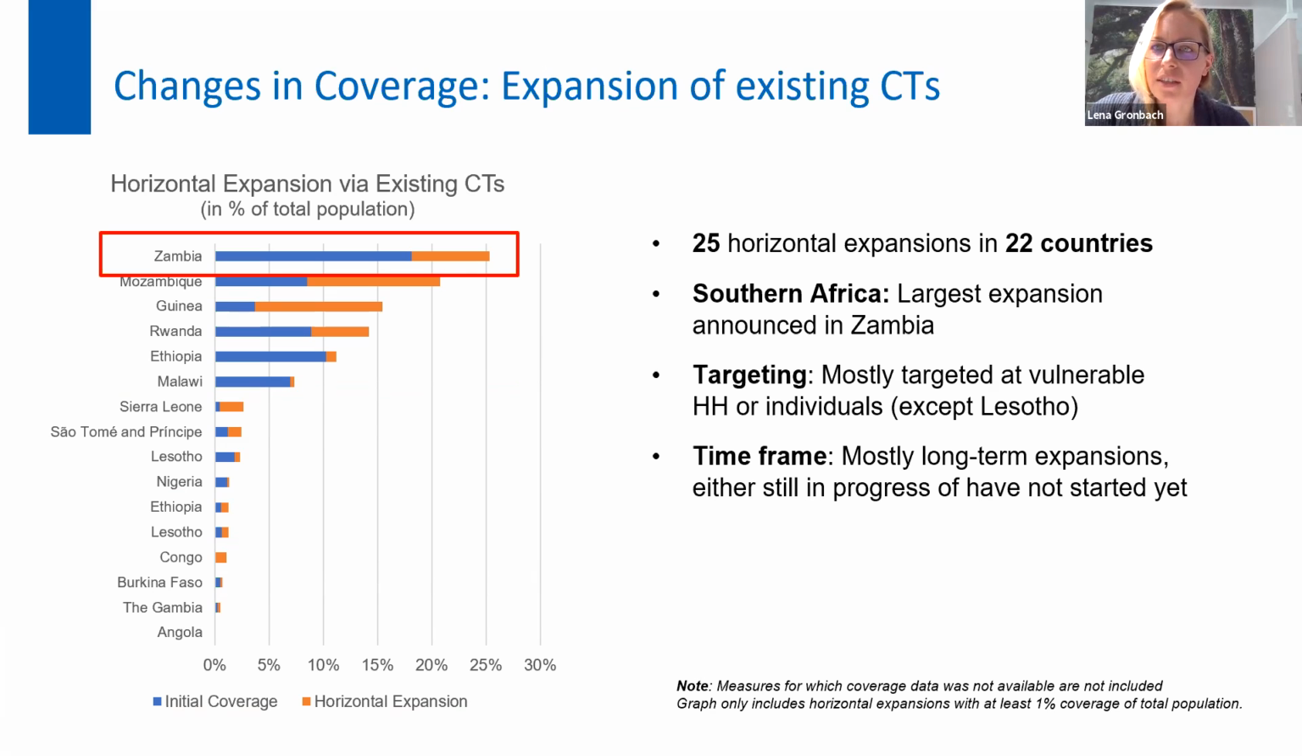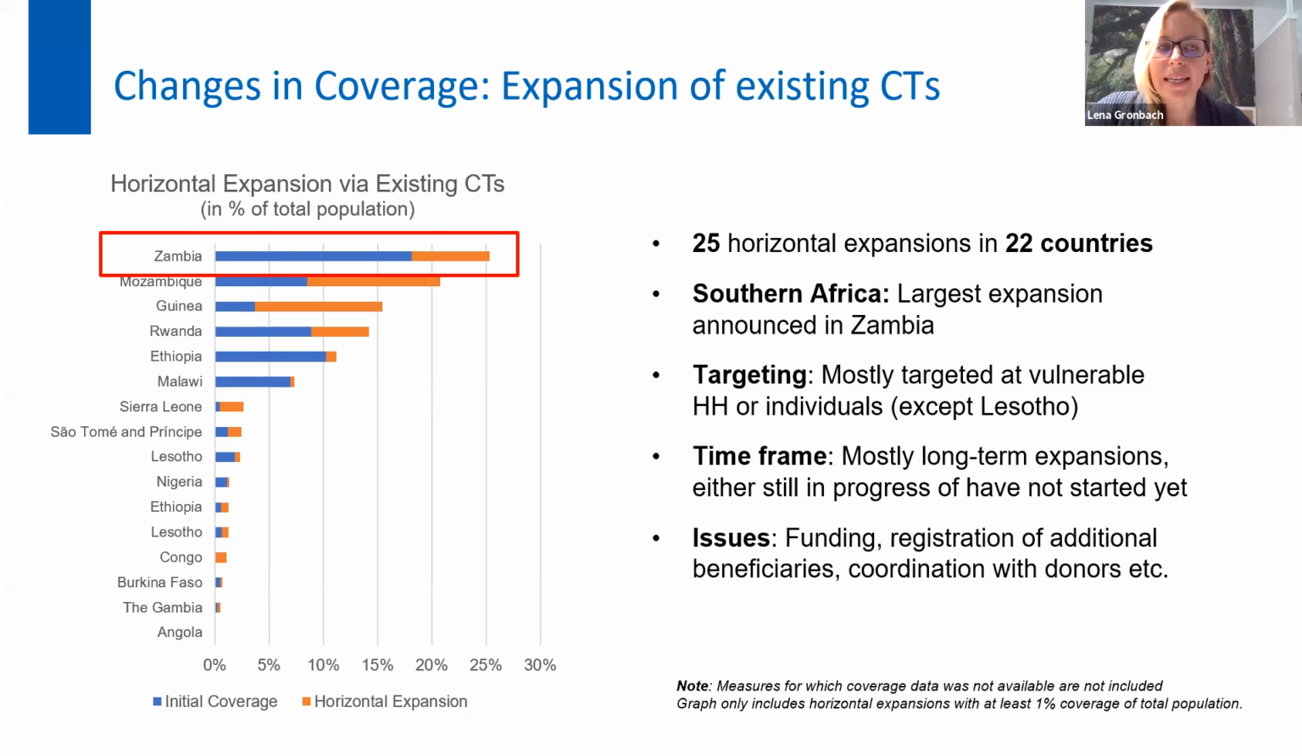So not really your categorical, your pensions, disability grants, child grants, but more poverty targeted at vulnerable households, informal workers. But most of those are actually long-term expansions. So we've seen very little in terms of rollout here. The announcements are there, Zambia being one of the examples. 2 payments have been made there, but we're not really sure how much of the percentage they really cover. And yeah, in many of those countries, there are quite significant delays.